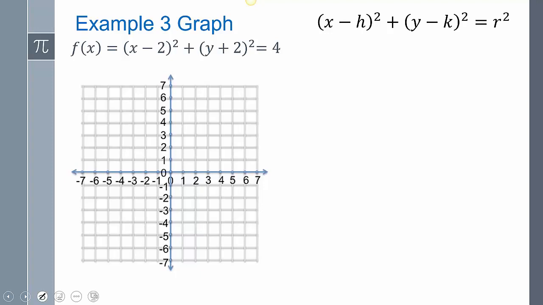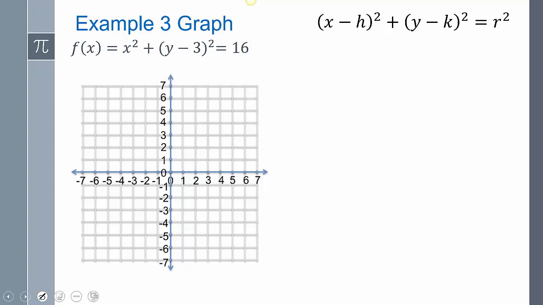Next one. So negative and a negative is a positive. A negative and a positive is a negative. So there's my center, h and k. My r squared equals 4. So square root both sides, r equals 2. So over 2, down 2, there's my center. My radius is 2. And so drawing the circle. Oh, that's awful looking. Yeah, it's bad, but good enough.